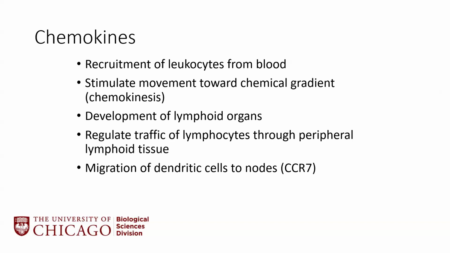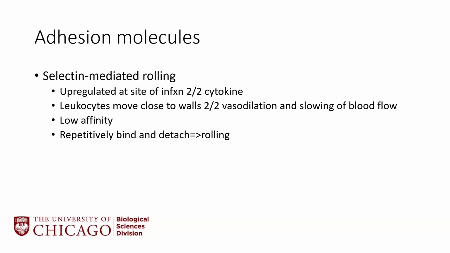so chemokines cause the recruitment of leukocytes from the blood. They stimulate the movement towards a chemical gradient, which is a phenomenon called chemokinesis. They allow the development of the lymphoid organs, and they regulate traffic of lymphocytes through the peripheral lymphoid tissue. They also cause the migration of dendritic cells to those lymph nodes using this CCR7. So you'll get this all in 1 second.